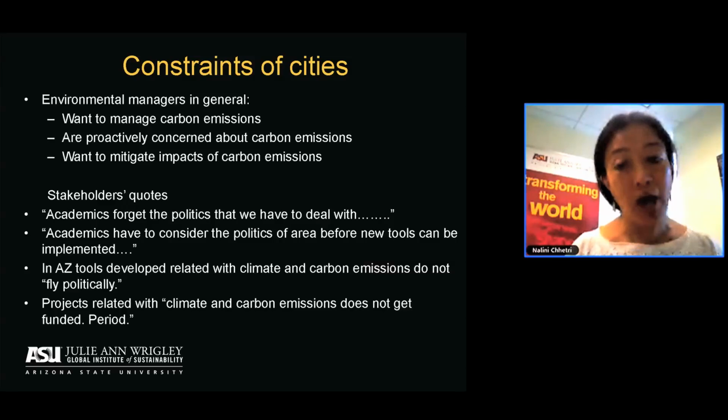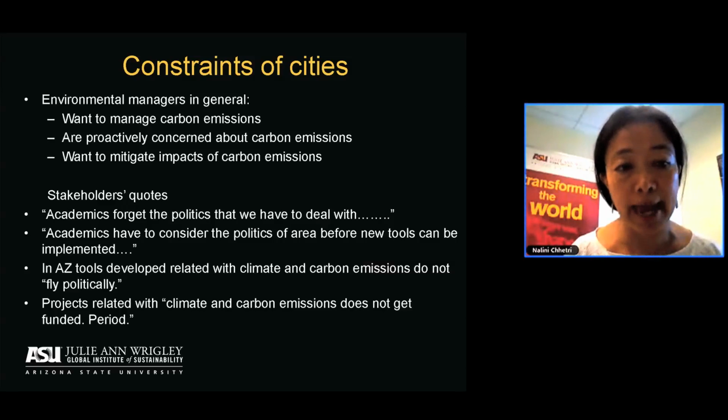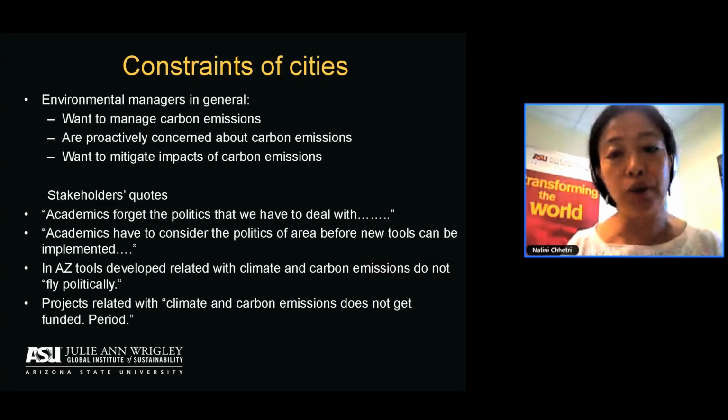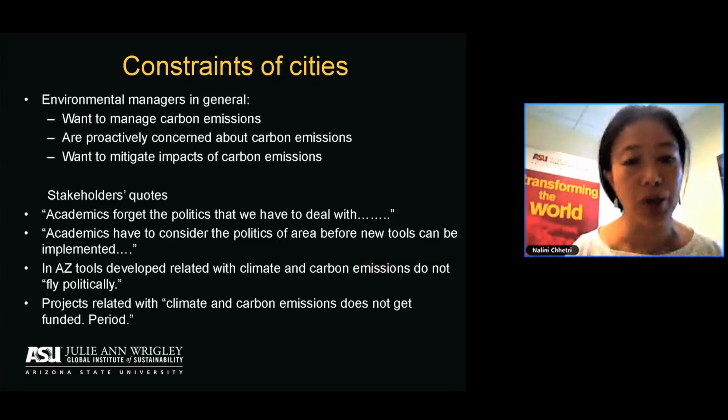And so their frustration with us, the researchers, the academics, and I have some of the quotes in the second, third, and fourth bullet points, and these are direct quotes: academics forget the politics that we have to deal with. That's what they say to me and to us all the time. You need to consider the politics of the area before new tools can be implemented. You come up with new tools, you come up with new science, and it's all good and we want to do it, but you really don't understand the constraints we have to work under. So you really need to be aware of that.